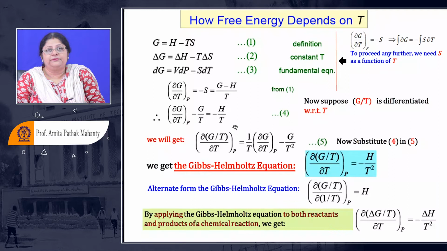So this is a very important equation. This is known as the Gibbs-Helmholtz equation. What is the Gibbs-Helmholtz equation giving us? If I substitute this, see, what did I get? I got minus H by T square, right?